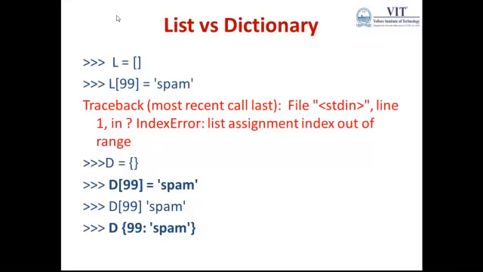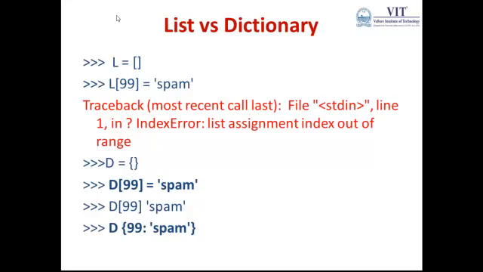And now we'll see how to go with the combination of list and dictionary. Suppose you have a list, look at the first 2 statements. I'm initializing an empty list. Then I'm trying to assign spam as a string stored in the 99th position. L of 99 is the 99th position offset value. But since a list has some limitation, it gives an error, because that position does not exist.